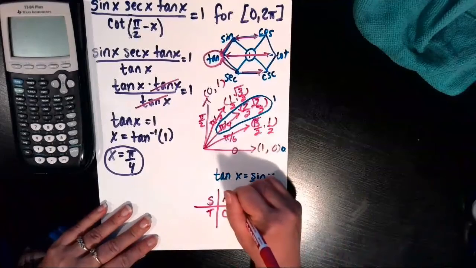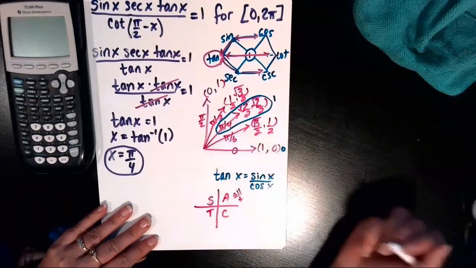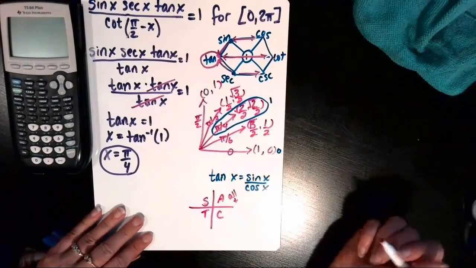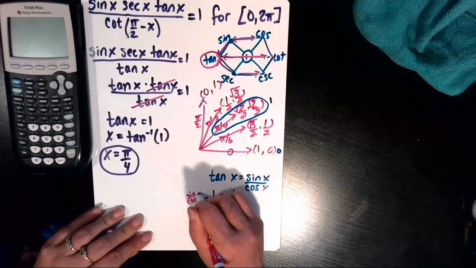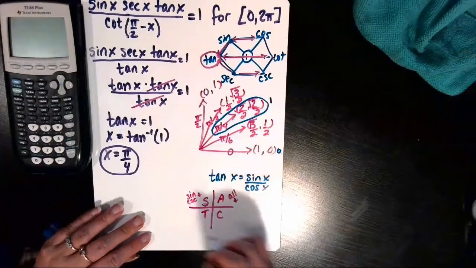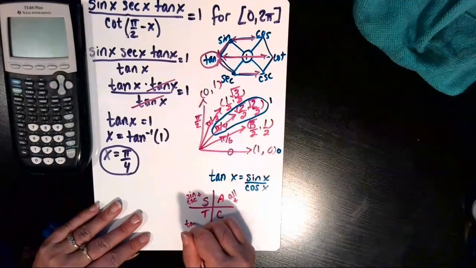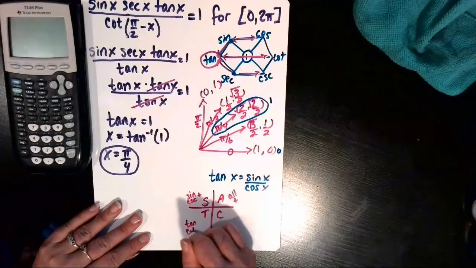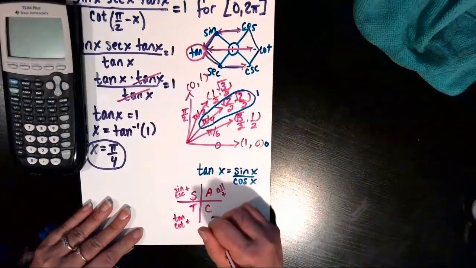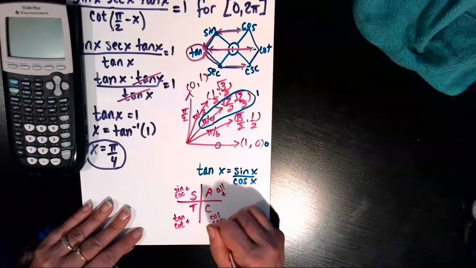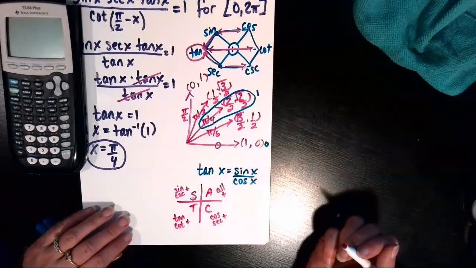The A reminds us that all of the trig functions are positive in quadrant 1. Then the S reminds us that sine and its reciprocal cosecant are positive in quadrant 2. The T tells us that tangent and its reciprocal cotangent are positive in quadrant 3. And then the C reminds us that cosine and its reciprocal secant are positive in quadrant 4.